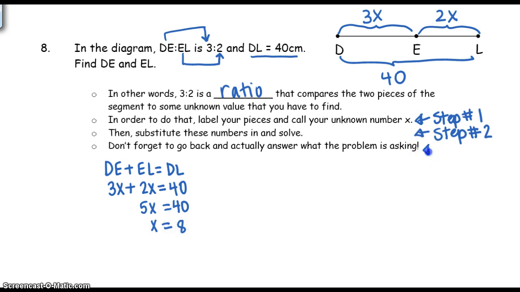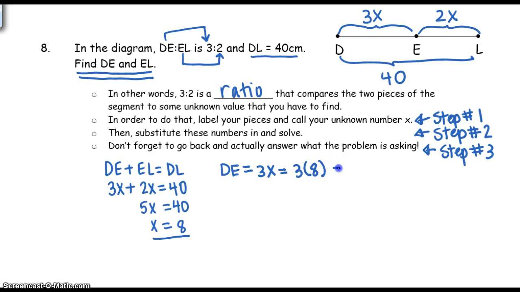Now look at this last step, because this is where my students usually kind of mess up. And I don't want you to mess up. Don't forget to go back and actually answer what the problem is asking. So go back. Look at number 8. Find DE and EL. Okay, we haven't done that. We've just found x. Well, what is DE in the picture? Look up here. DE is 3x. Well, don't we know what x is? We just found it right here. X is 8.